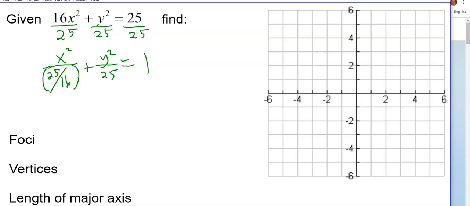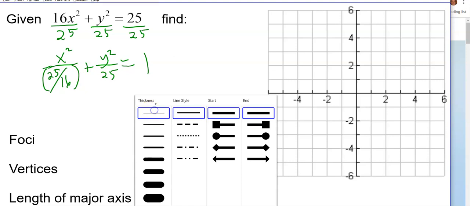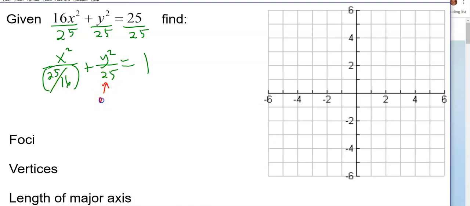By the way, which one is bigger? Because it helps to know that: is 25/16 bigger or 25 bigger? To me, 25 is much bigger. That's just a little bit more than 1. So that's bigger. So that guy is your a squared, which means a is going to be 5. This guy is your b squared, which means b is the square root of that, which would be 5/4.